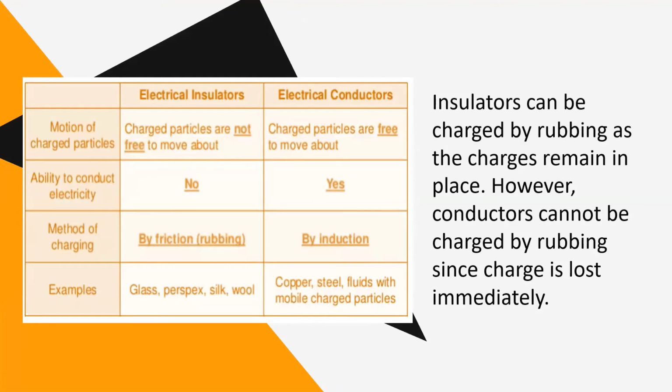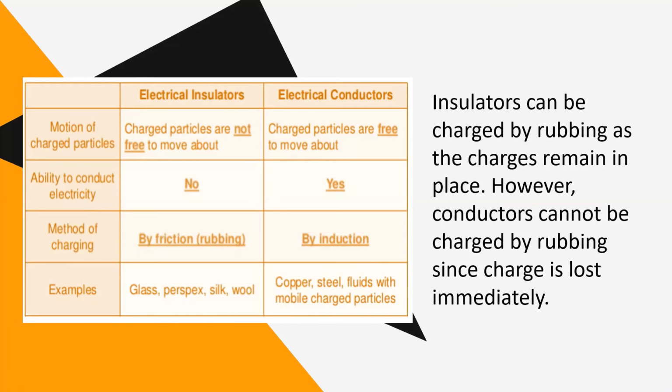So here we have a quick summary of what we've just said. In the case of electrical insulators, charged particles are not free to move about, whereas in the case of electrical conductors, charged particles are free to move about. So electrical insulators cannot conduct electricity, whereas electrical conductors can. In order to charge an insulator, you can charge by rubbing or by friction. In the case of conductors, you can charge a conductor by a method of induction. We will discuss these two further on.